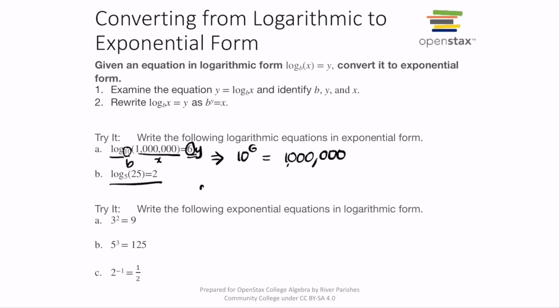The same thing here as well. This is y, 5 here is b, and 25 is x. So it becomes 5 squared equals 25.